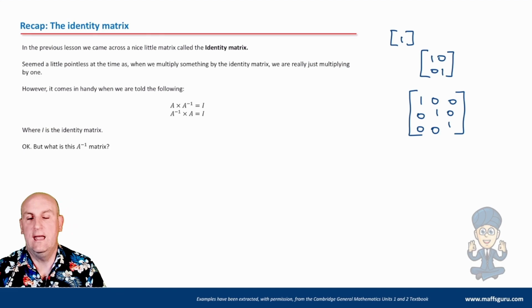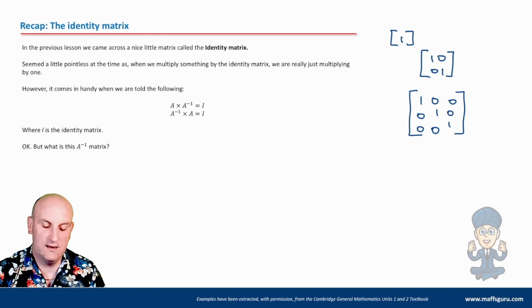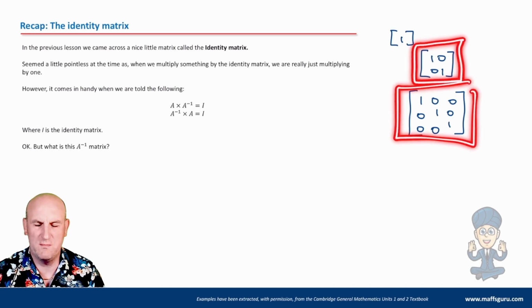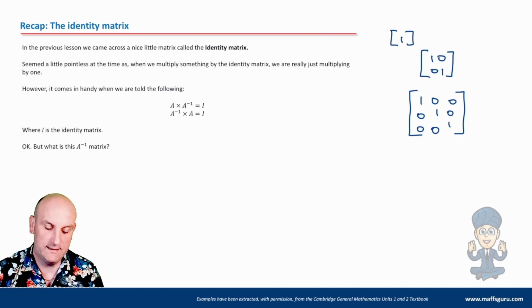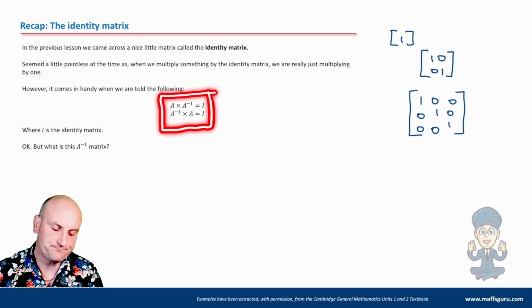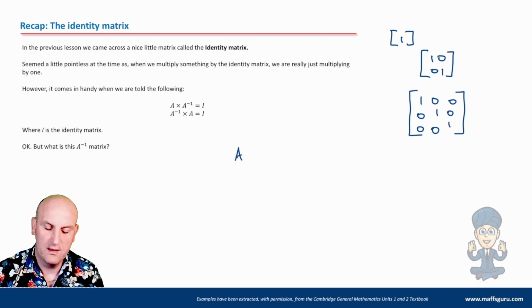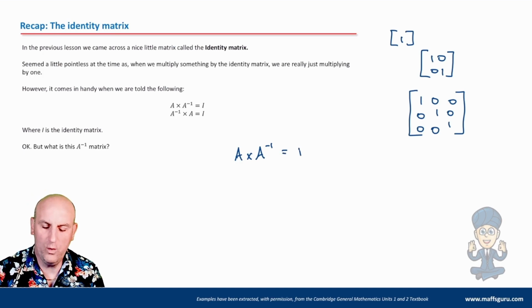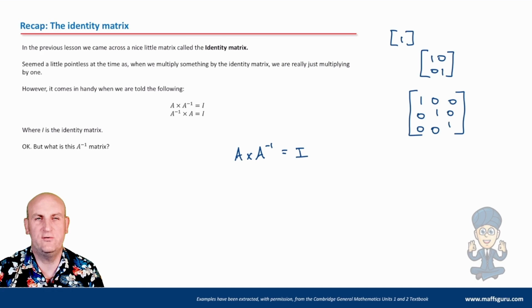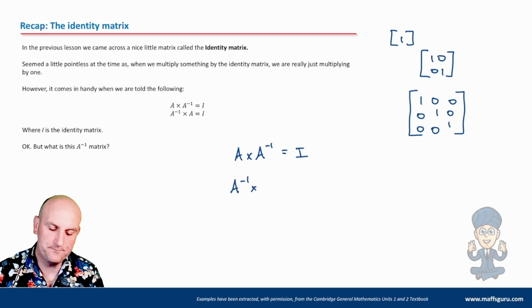Right. And what did we decide? Well, at the end of the last video we knew that when we multiply by the identity matrix, ultimately you are multiplying by 1. But there's something also pretty funky. It says here that if I take a matrix A and multiply it by A to the power of minus 1, the same matrix to the power of minus 1, I will always get the identity matrix. And also, if I do A to the minus 1 times A, I'm always going to get the identity matrix.